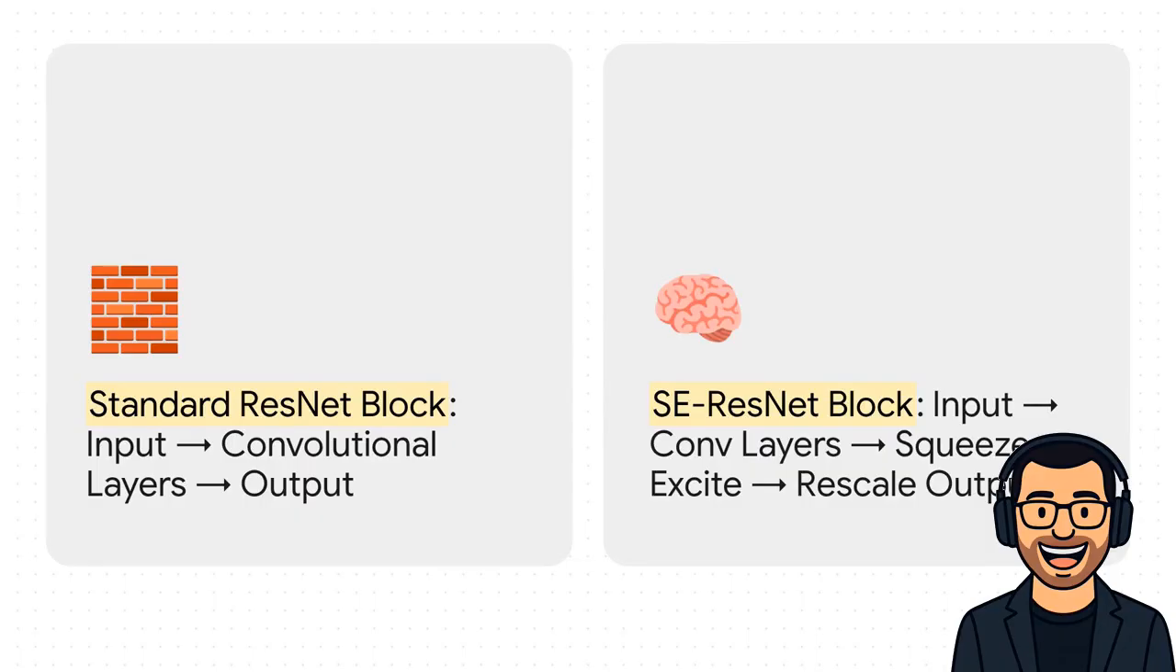The SE block isn't some brand new, crazy complicated network. Nope. It's this tiny, lightweight little module that you can just drop right into architectures that already exist, like ResNet. It just hangs out at the end of a block, looks at the output, and fine-tunes it before passing it along. It just makes the old network smarter.